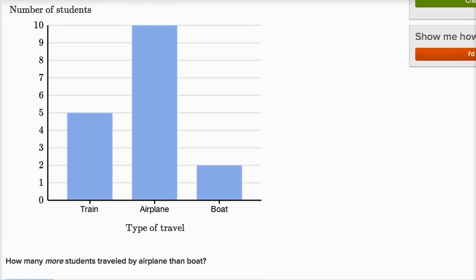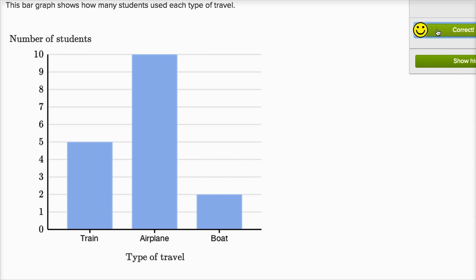And you could even see it in the bar graph that if you wanted to go from the 2 who traveled by boat to the 10 who traveled by airplane, you would have to add 1, 2, 3, 4, 5, 6, 7, 8. So 8 more traveled by airplane than by boat. Let's keep going.